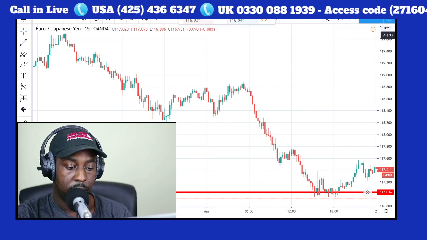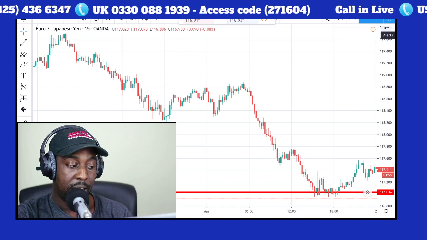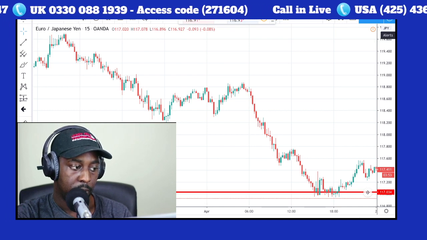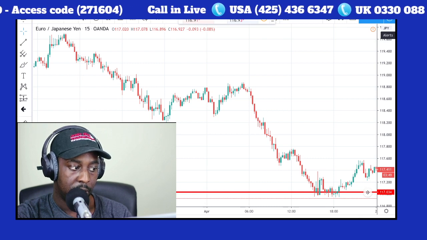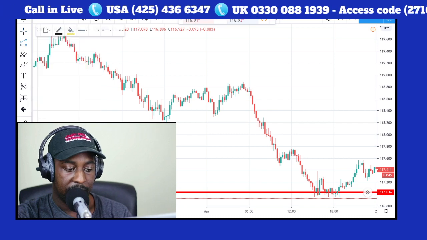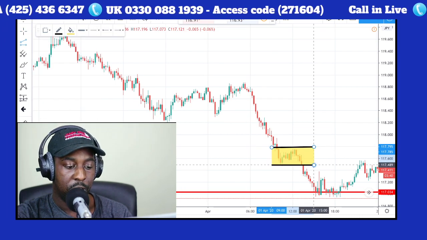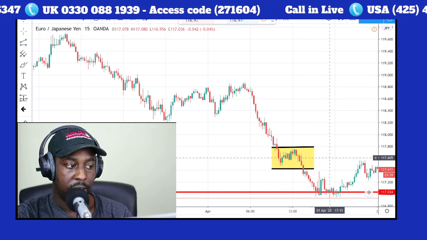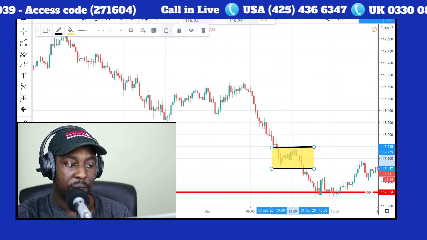Now look, let me highlight this so when we go down, you can have a better view of this. So look, let's highlight this area first. This is how you can do your analysis in advance, and the markets can drop 400 pips and you can have a piece of it.